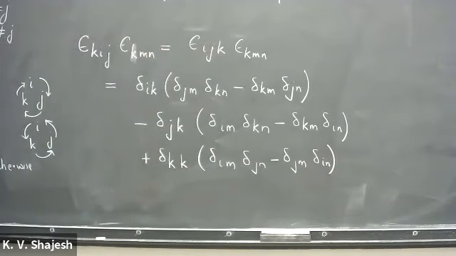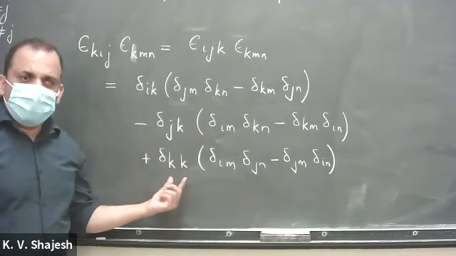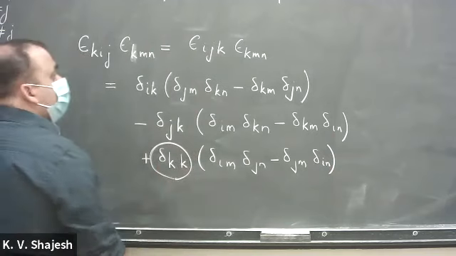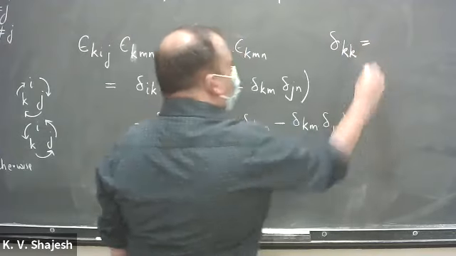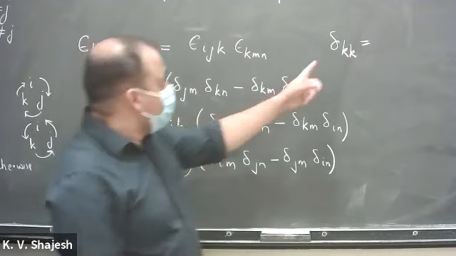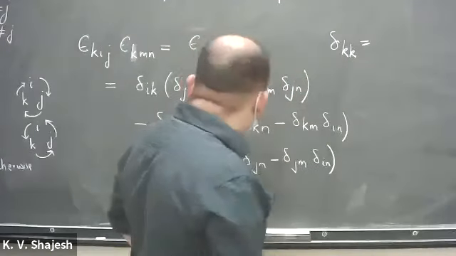Okay. Any questions at this stage? We already discussed this. What is delta kk? What is this equal to? 3. Is it 1, 3? 3, right? So we said this is a repeated index, so there's a summation over k. So that's equal to 3.